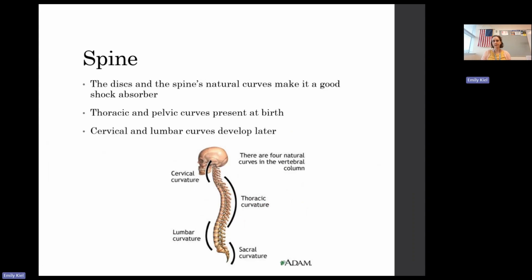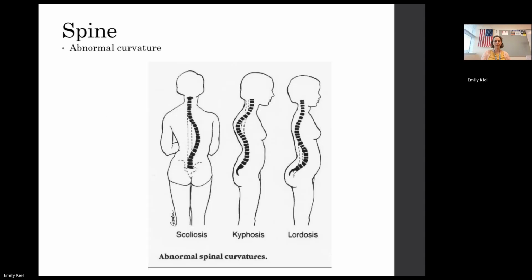So the discs and the spine's natural curves make it a good shock absorber. You have thoracic and pelvic curves that are present at birth. So here is your thoracic and pelvic curve, and then your cervical and lumbar curves develop later. So know when those develop and what directions they go. And the cervical and lumbar curves develop partially as a result of gravity and us standing and moving around.